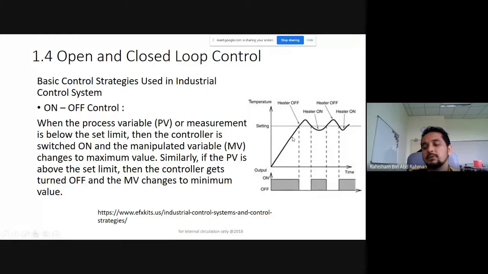What you can see here, the advantage and disadvantage of on and off control, just by looking at this or by your understanding. Anyone? Anyone can suggest an advantage and disadvantage of this? Simple one. Nabil Fikri.